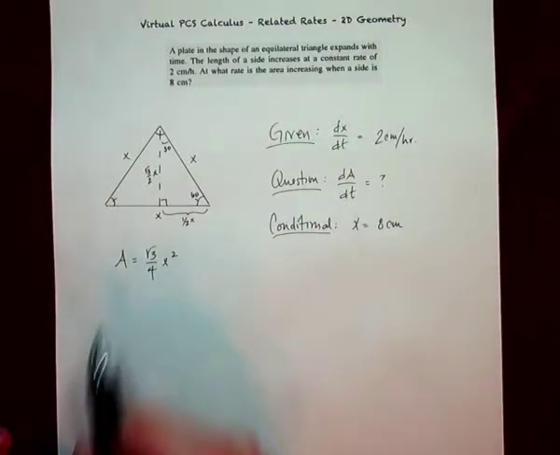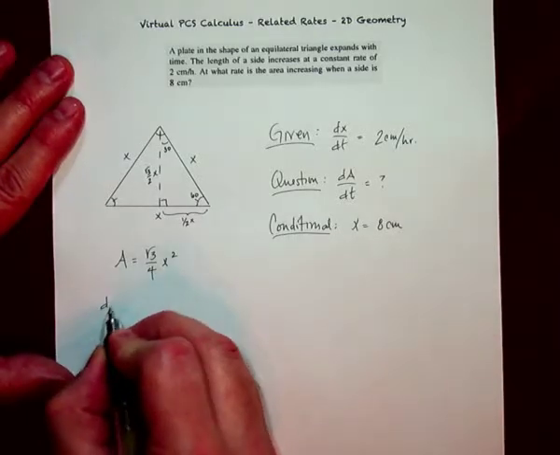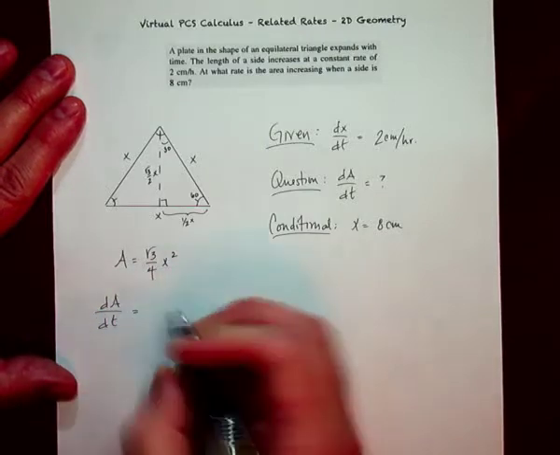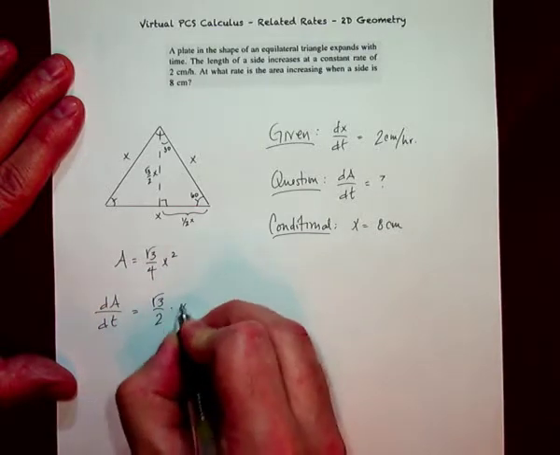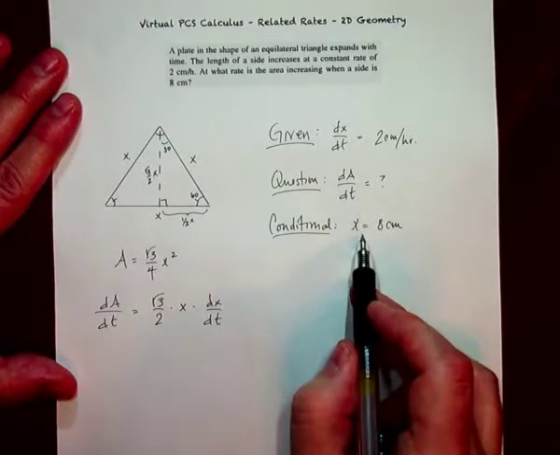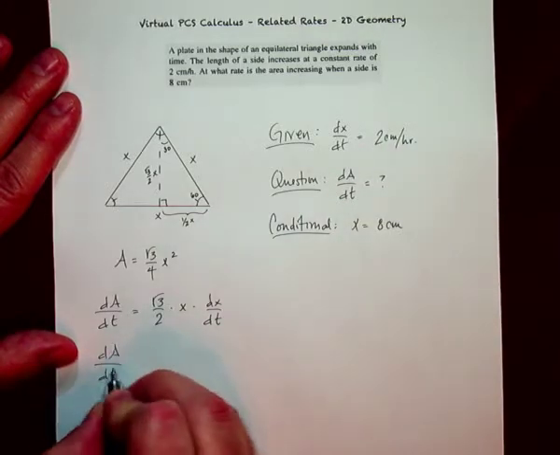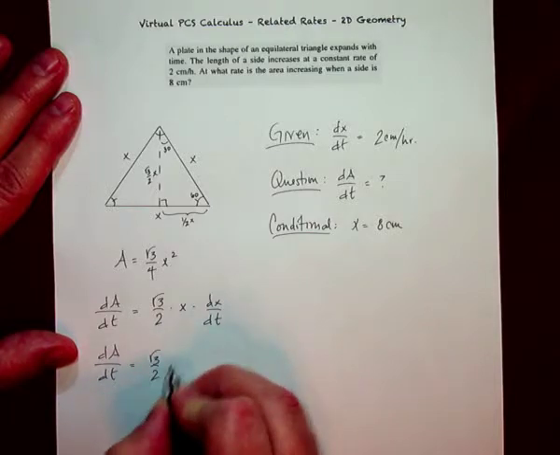Okay. Well, I have my area formula. That gives me the necessary relationship between the measurements, right? And now I simply have to differentiate to get the necessary relationship between the rates so that I can then relate the rates to each other. And I'm going to get dA dt is equal to root 3 over 2 times x times dx dt. I have an x, that's why I was given the conditional information. I have dx dt, so in order to find dA dt, I simply have to plug in.